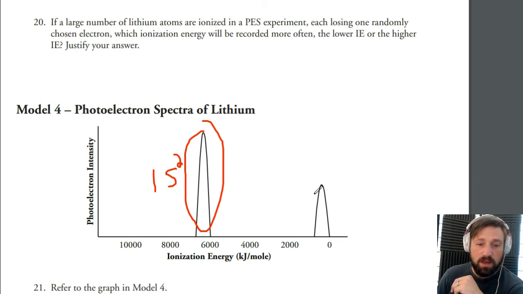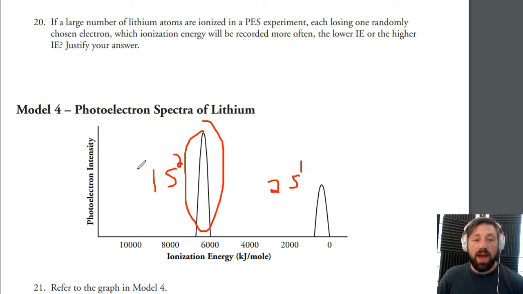The next peak I see is going to be representing the electrons coming off the next highest energy level. In this case, I know it's going to be 2s. And since this peak is half as high as the 1s2 peak, I know this is going to be 2s1. So this is how you can go through and look at a photoelectron spectra and write out its electron configuration.